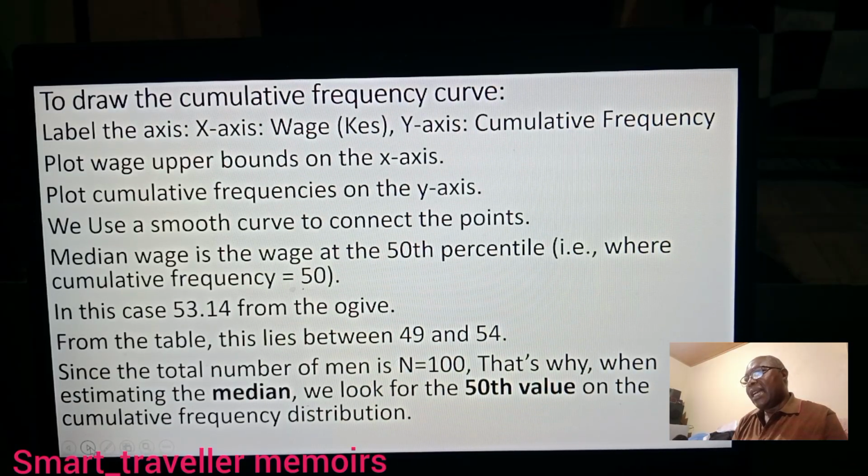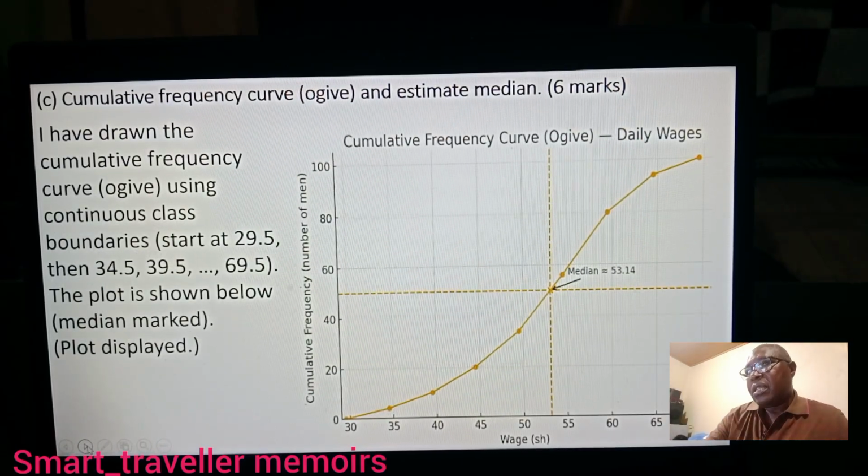The median is the value at the 50th percentile. That is where the cumulative frequency is 50. In this case, it is 53.14 from the Ogive, as you are going to see when we show you. Ogive is the cumulative frequency curve. That is the name it is given. From the table, this value lies between 49 and 54. Since the total number of men is 100, when estimating the median, we look for the 50th value on the cumulative frequency distribution.